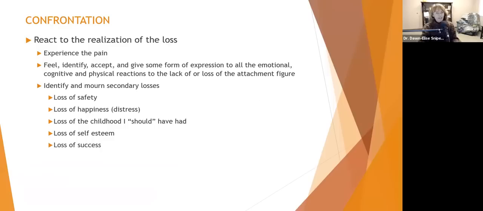How did it feel for them when they were 18 months old, 2 years old, and they couldn't get anybody to put a Band-Aid on their boo-boo or something? Feel, identify, accept, and give some form of expression. This is a big one. To all the emotional, cognitive, and physical reactions to the lack of or loss of the attachment figure. Have people go through that checklist.